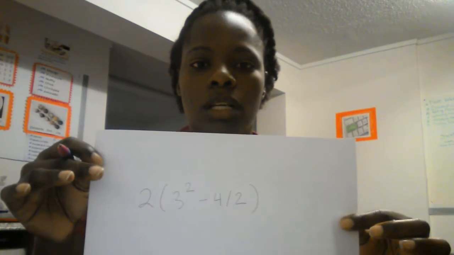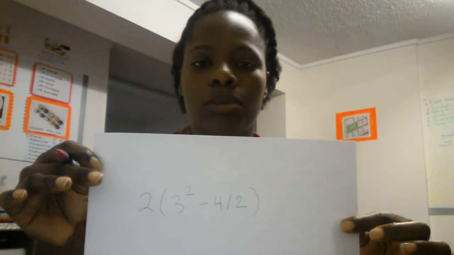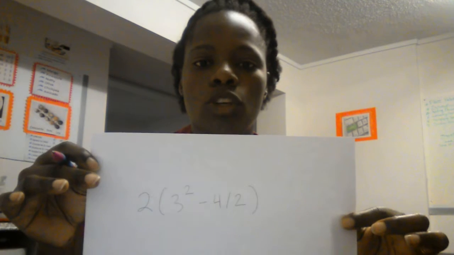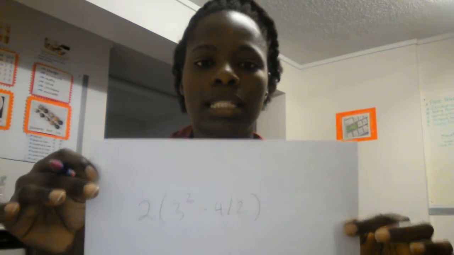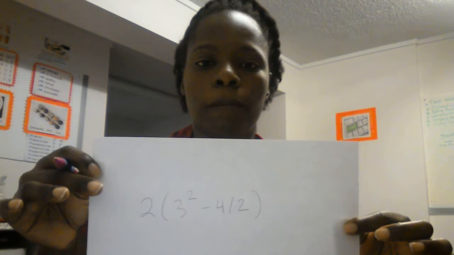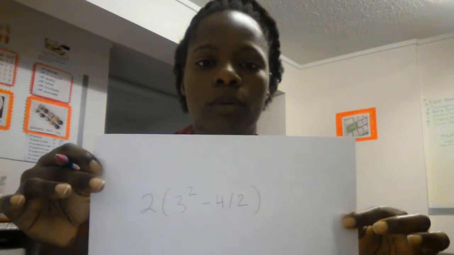Okay, well, let's say I want to do 2 times (3 squared minus 4 divided by 2), like so. Alright, so I have powers, I have parentheses, I have subtraction, and I have multiplication. Okay, so what I want to do first is what is in parentheses. Okay, well, what's in parentheses involves a power. We have to do that power first.